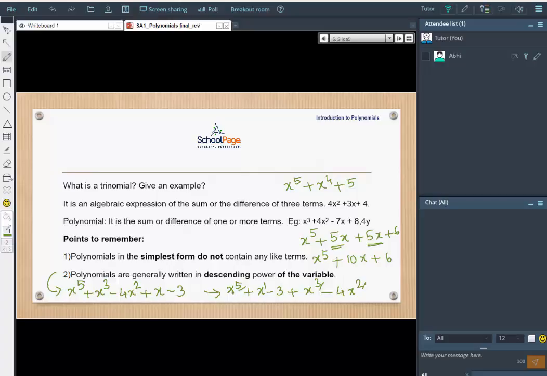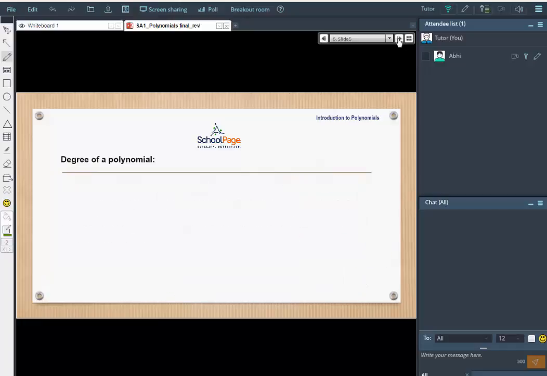But does that mean that this is not a polynomial? No, ma'am. It is also a polynomial. But if it is written like this, it's better. Polynomials are generally written in decreasing power of the variable. Now let us see what is the degree of a polynomial.